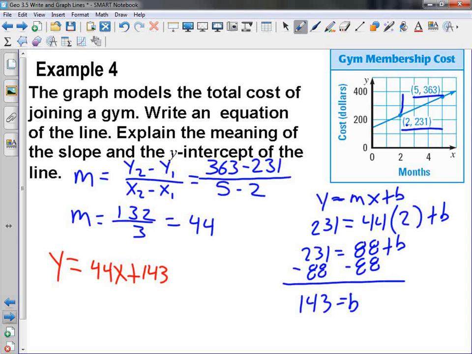Down payment. When you join the gym, right, you have to pay a membership fee. You pay them $143 right when you start. Then every month you have to pay them $44 more. Okay? Yeah, it is. Some gyms are this expensive.